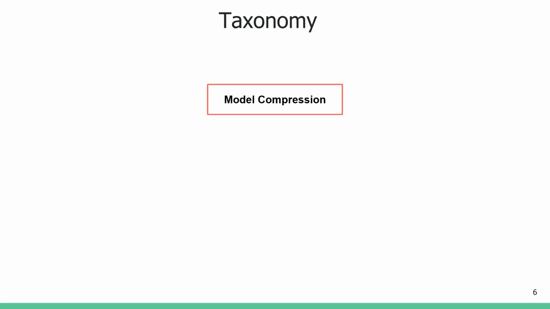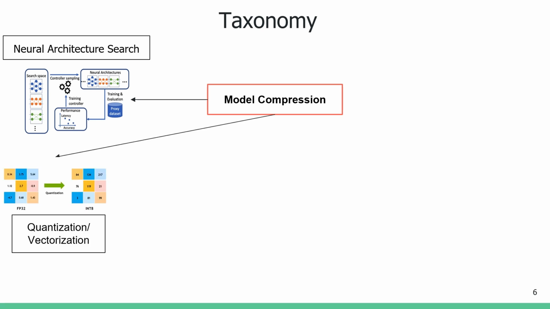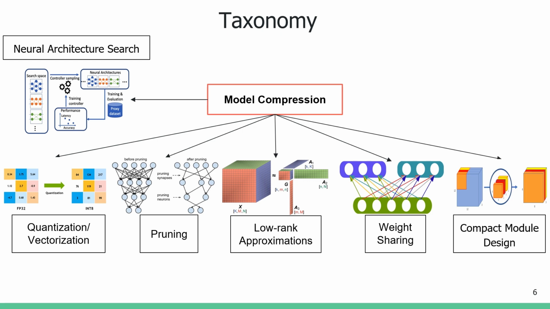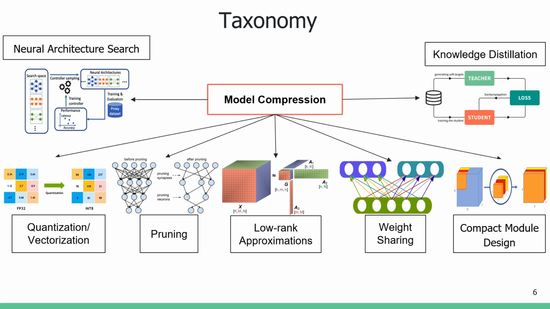Several model compression techniques exist, including neural architecture search, quantization, pruning, low-rank approximations, weight sharing, compact module design, and knowledge distillation. Our work focuses on pruning, specifically using low-rank approximations.